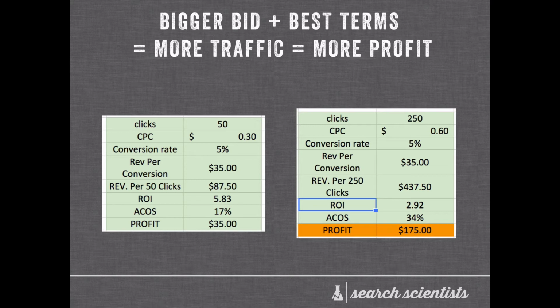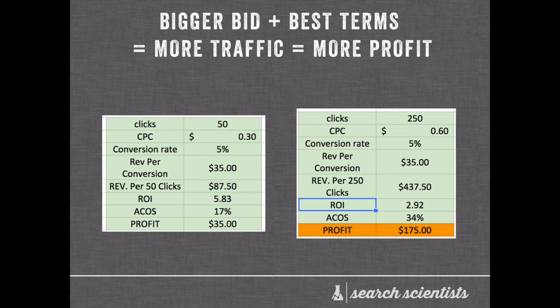A bigger bid means you're appearing higher for your best terms, you're going to get more traffic from them and more profit. So this is a very similar example to what we saw in the first situation, except on the right we're bidding much higher, which gives us a lot more clicks. So in this situation on the right, because we're bidding 60 cents instead of 30 cents, we got 250 clicks instead of 50. So even with the same revenue per conversion, because I'm bidding more aggressively, I'm going to get more traffic.